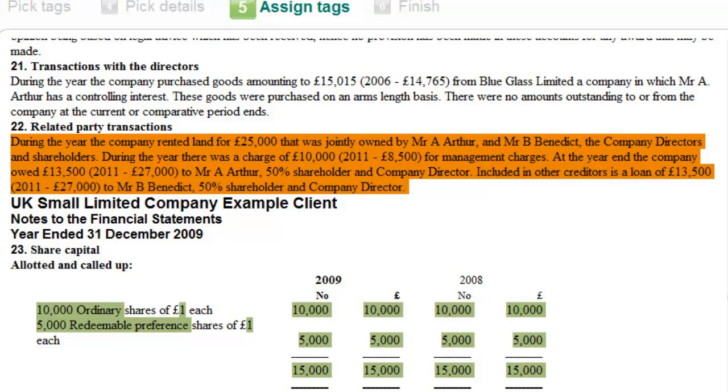It is important to understand how the information has been entered in your accounts production package will influence how easy it is to split the text into transactions. As you become more familiar with iXBRL tagging, this will be a consideration for you when you are entering your related party transactions disclosures.